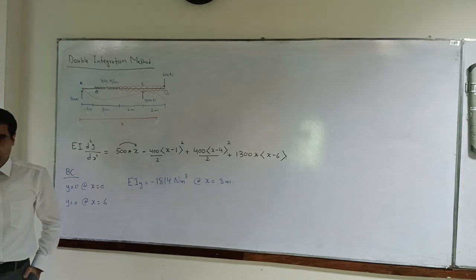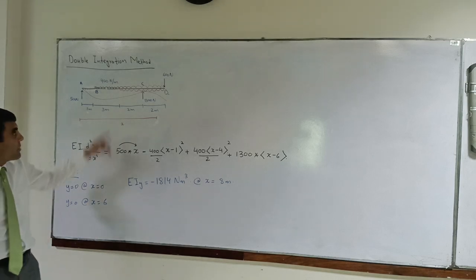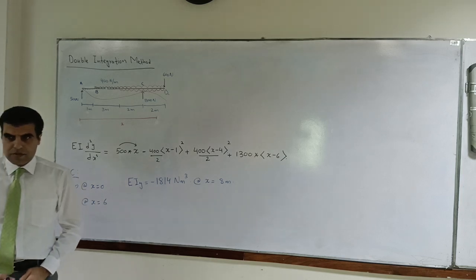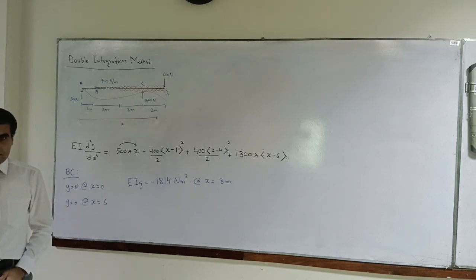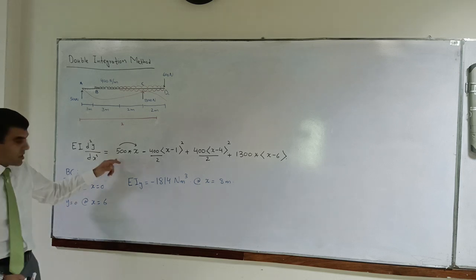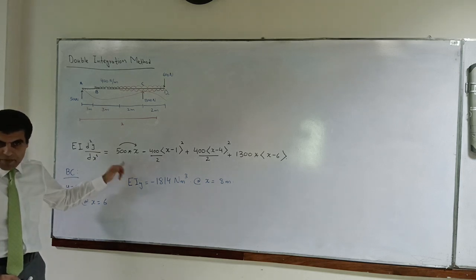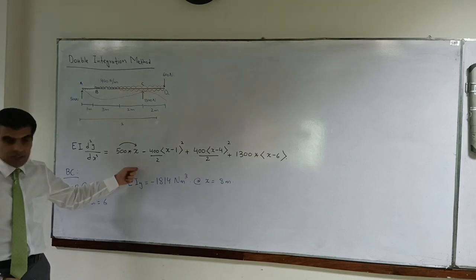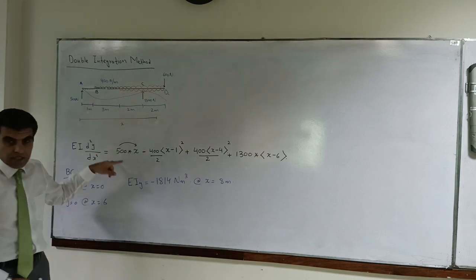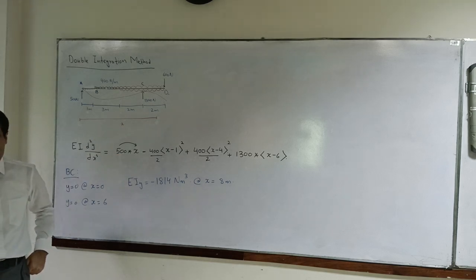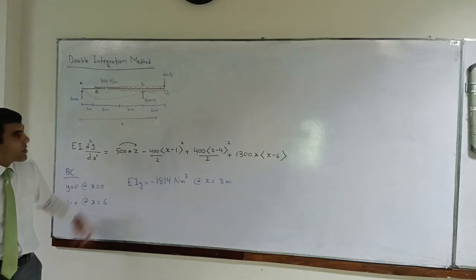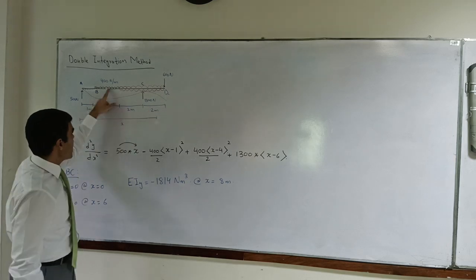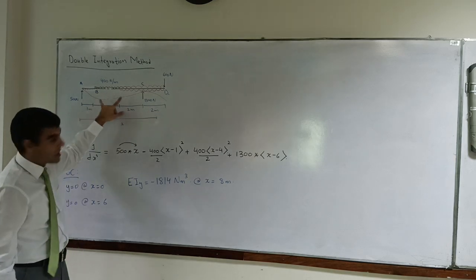Just make dy by dx is equal to 0 for this one and find out. Previously we did this. Then we just make dy by dx equal to 0, find out x, and then you plug it back in the deflection equation and you will get the maximum deflection. And you can compare it with this one. Because this is one deflection and there would be another deflection in the middle in this part.